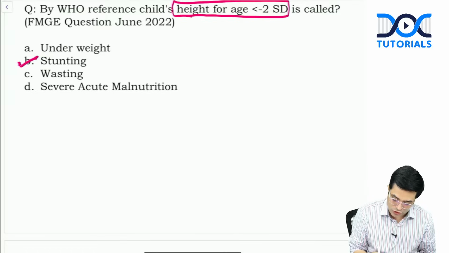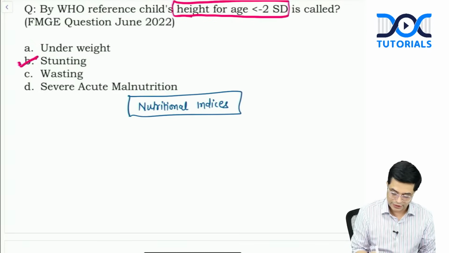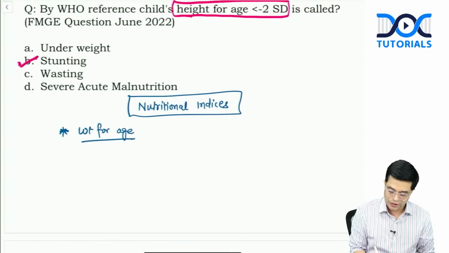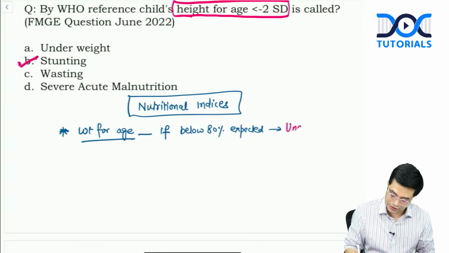So what are the points to remember? I am giving the heading nutritional indices. All the one-liners asked in the recent exams of FMG, I will be summarizing here. Nutritional indices. First thing, weight for age. The first nutritional index followed in children is weight for age. What is the interpretation? If weight for age is below 80% of expected, we say the child is underweight, right?